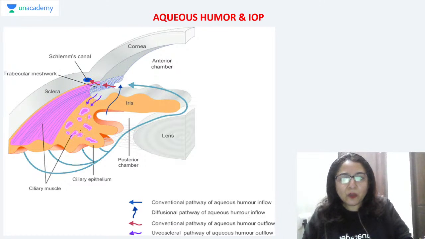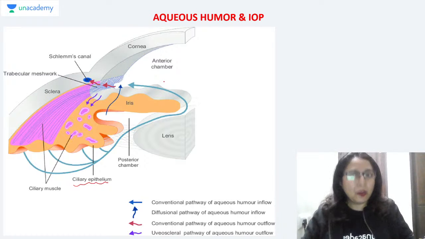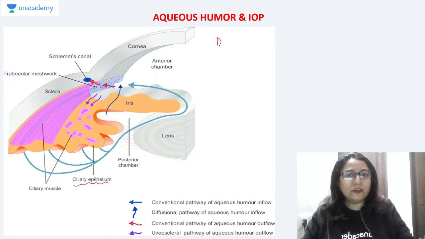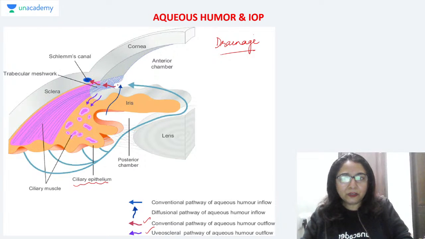Now the aqueous is being produced by the ciliary body, ciliary epithelium. This aqueous which is being produced in the posterior chamber, through the pupil, it comes into the anterior chamber. Remember, after the production and flow of the aqueous humor, it has to drain out of the eye. The drainage of the aqueous humor has two main pathways. One is your conventional and the second one is your uveoscleral pathway. In the conventional pathway, through the trabecular meshwork into the Schlemm's canal, the aqueous humor will drain, which is the major pathway.